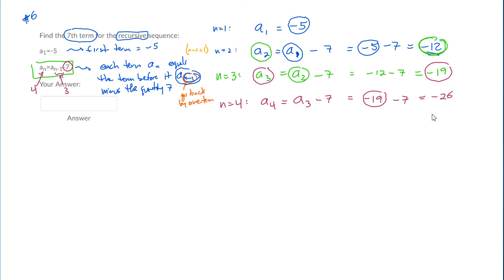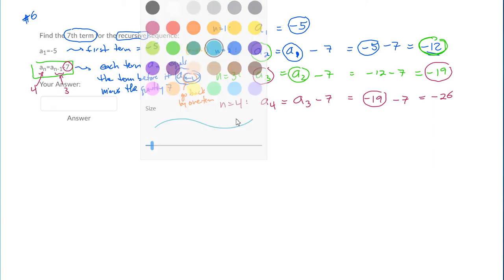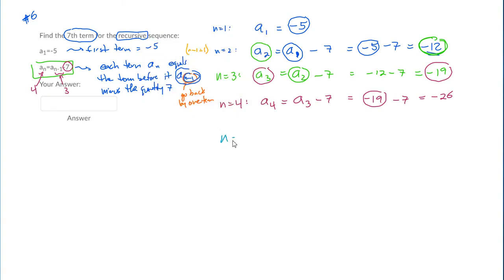And they want me to keep going. I'll do one more with you, and I'll leave the rest to you guys. Let's go with light blue. Let's do n equals 5. So my fifth term is going to equal what? The term right before it. What's right before the fifth term? The fourth term, and then take away the number 7. What's the value of the fourth term? Negative 26. Minus the number 7, which is negative 33. And we could keep going.